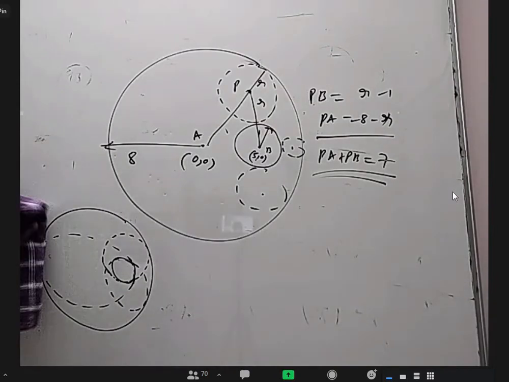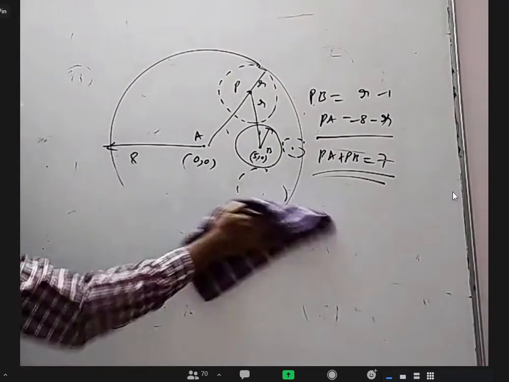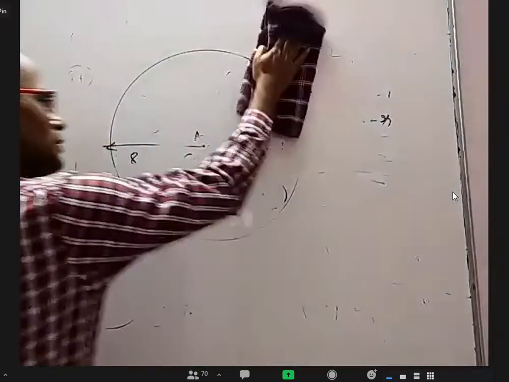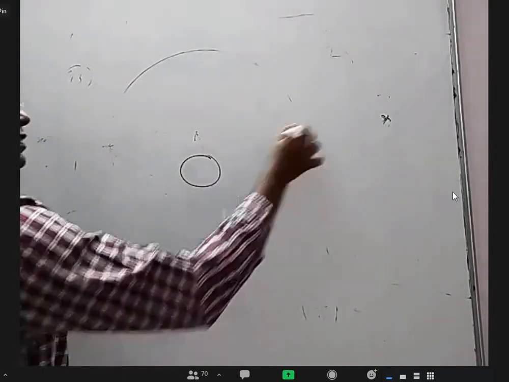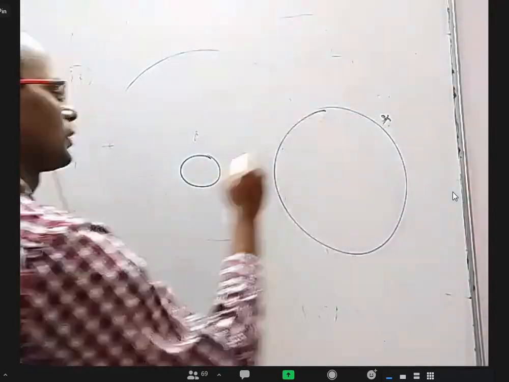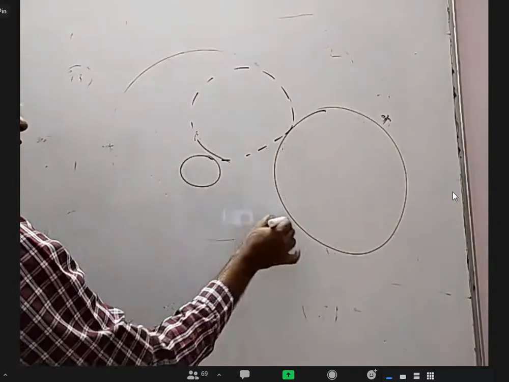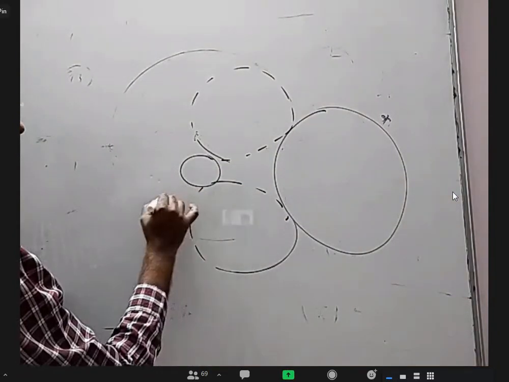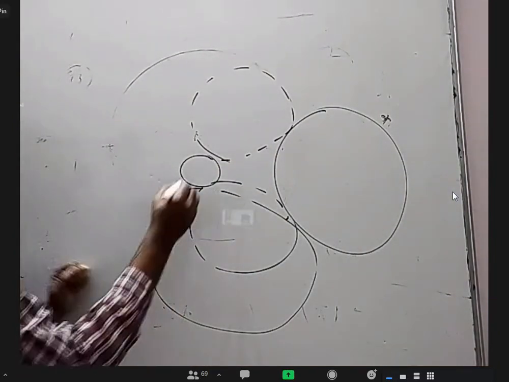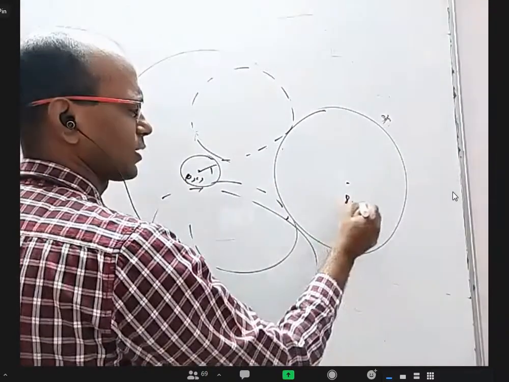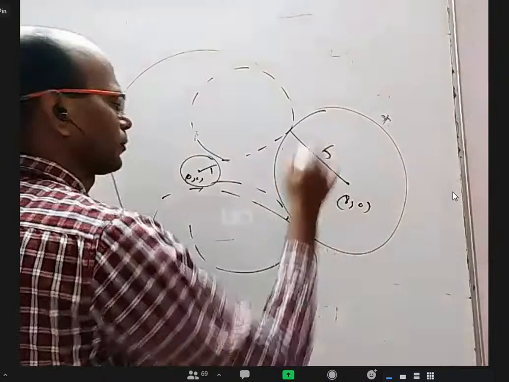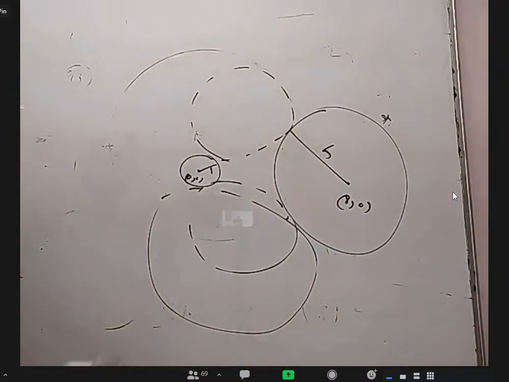Then one may ask, when will PA minus PB come constant? That is, if the two original circles are like this, and I am talking about a variable circle touching both of them externally. Let's say this is 0, 0, radius 1. This is some 8, 0, radius 5. Now, if a circle is touching both of them externally, then what will happen?